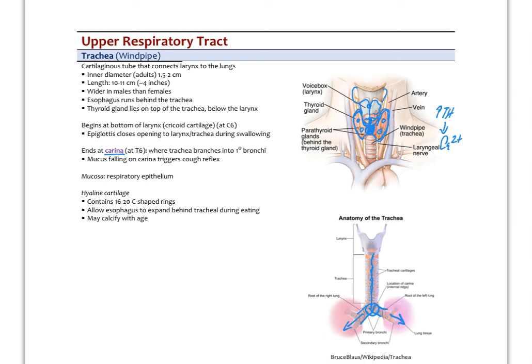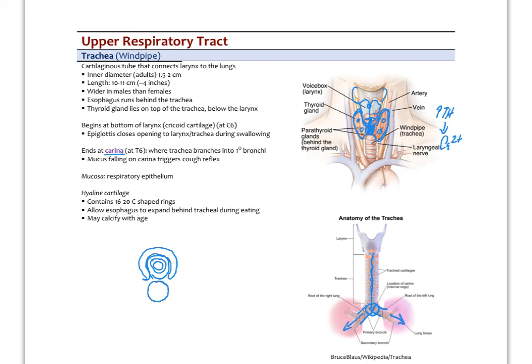The mucosa on the trachea is all respiratory epithelium again. And there are about 16 to 20 C-shaped rings. So if you look at the trachea in cross-section, it's got these C-shaped cartilaginous rings. Then here's the trachea itself. It has a little muscle layer. It has a submucosa and a mucosa. And the mucosa is the respiratory epithelium. And the esophagus is back here.